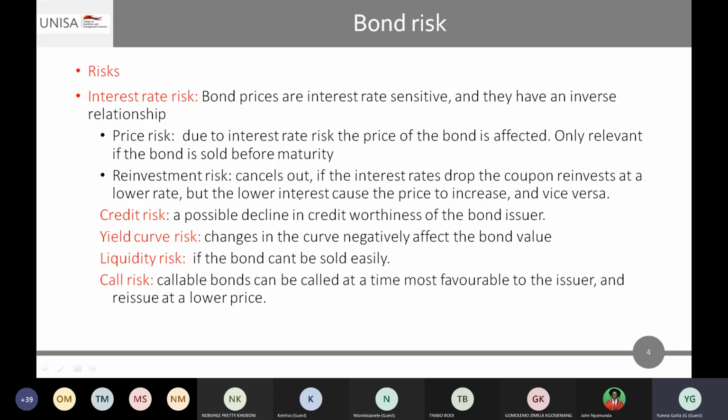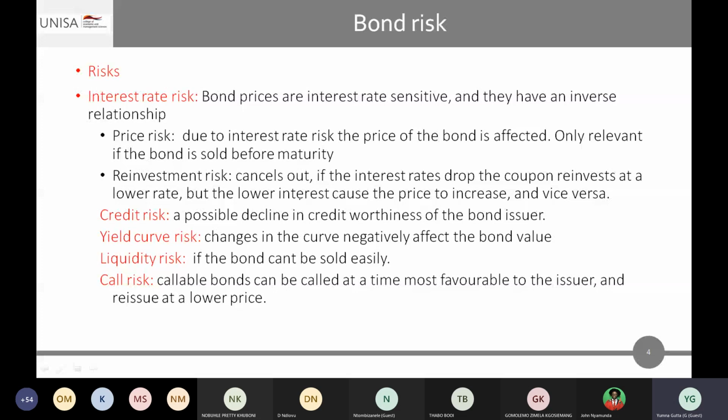So the risk throughout this module doesn't change. That's how risk works. Higher risk requires a higher return. So if you just look at these few types of risk, you have yield curve risk, which means changes in the curve negatively affect the bond's value. Liquidity risk is like if the bond cannot be sold easily, then it has a liquidity risk. And then you have call risk, which is callable bonds can be called at a time most favorable to the issuer and reissued at a low price.